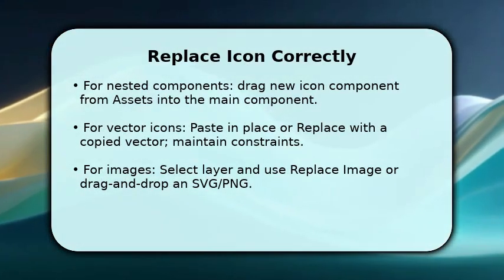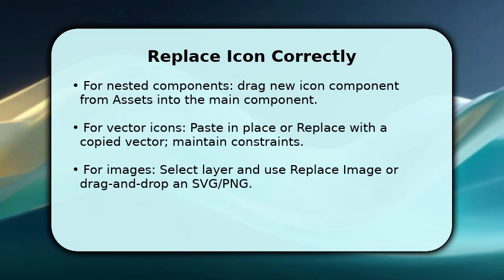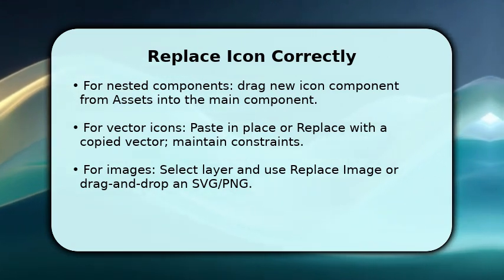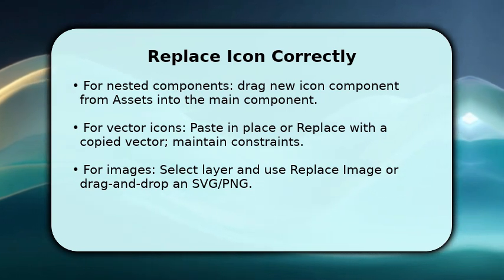Now replace the icon using the method that fits. If the icon is a nested component, drag the replacement from Assets into the main component and swap it. This preserves overrides and constraints.